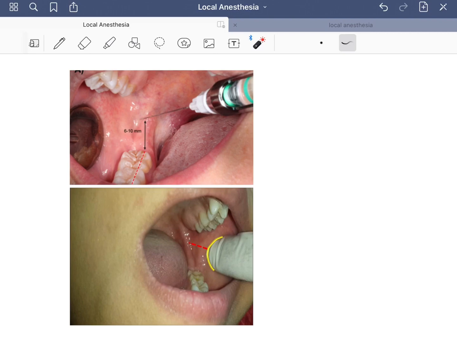You always have to aspirate to avoid hitting the vessels. After giving 1.6 ml of the cartridge, you have to withdraw the needle, and when it's half visible, you have to give the remaining 0.1 ml of the cartridge to anesthetize the lingual nerve, which is responsible for the anterior 2/3 of the tongue and floor of the mouth.